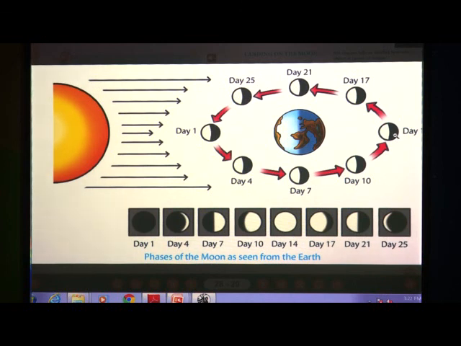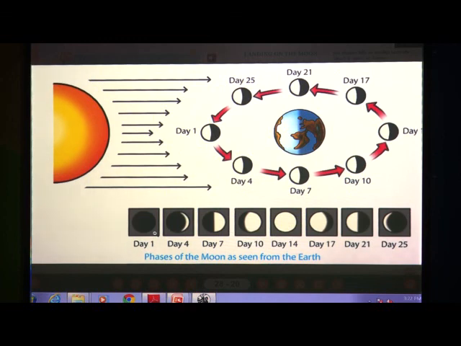But after this the phases start to reverse. That means on day 17, day 21 and day 25, the phases reverse. Again on day 28, or after a month, we will see the new moon again. So these phases and this revolution keep continuing, and the phases of the moon are also continuous. So these are all about the phases of the moon that we can see from the earth.